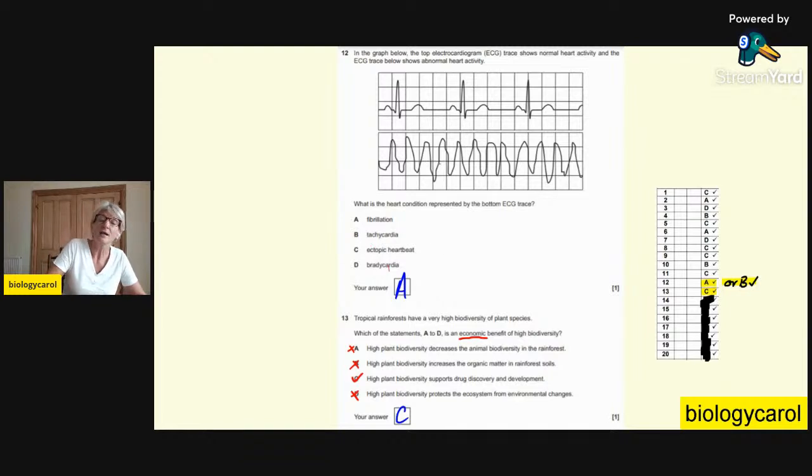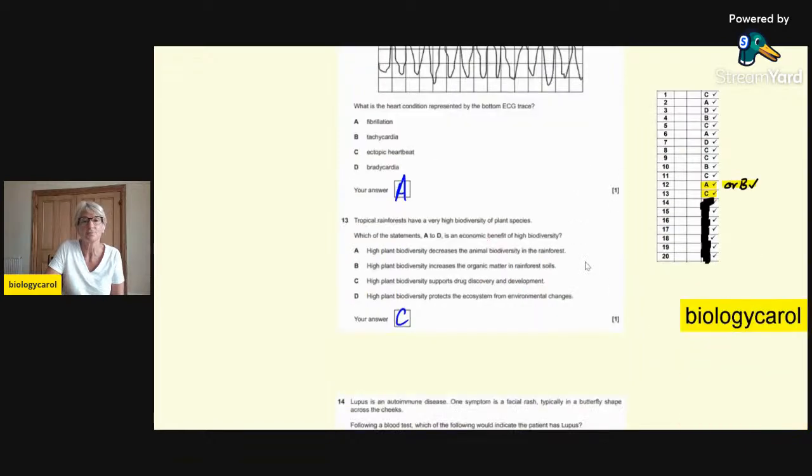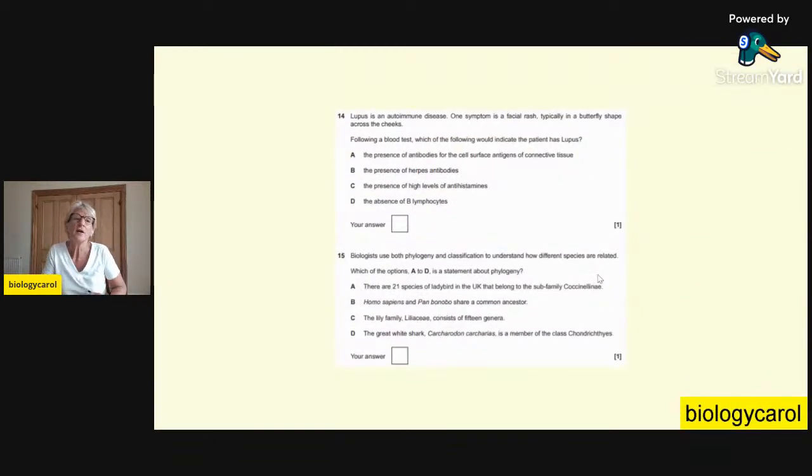Worth noting here that they allowed B because there were many more heartbeats than there are in the normal trace. So worth noting that they allowed B as an answer here. 14. This is another question that caused an awful lot of problems in the year that this was set, and very few students got it right. So don't be worried if you struggle with it.